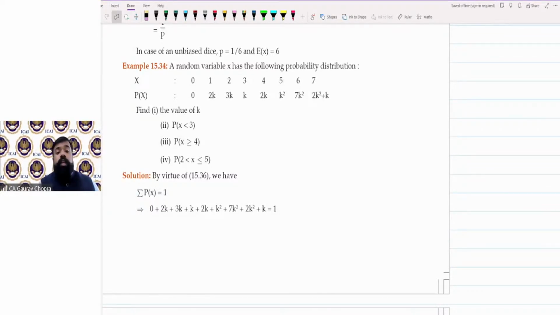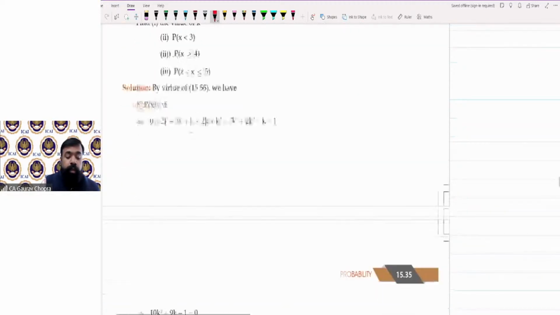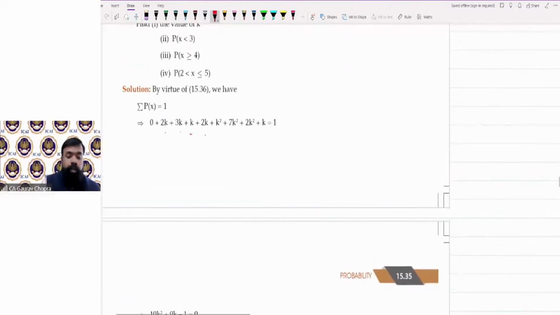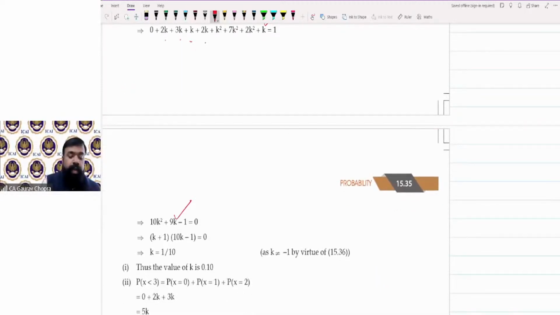Since a probability distribution is given, the sum of all probabilities is always equal to 1. So we can write the total here is equal to 1. Now on adding, it becomes a quadratic equation. So 2 plus 3, 5, 6, then 8. So it becomes 8k and then 1k more is there, 9k. So 9k, then 10k square and minus 1 is equal to 0.